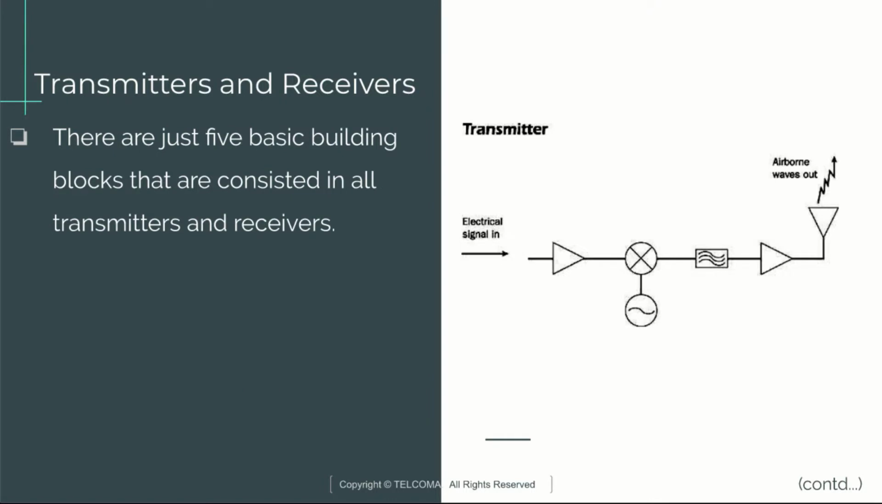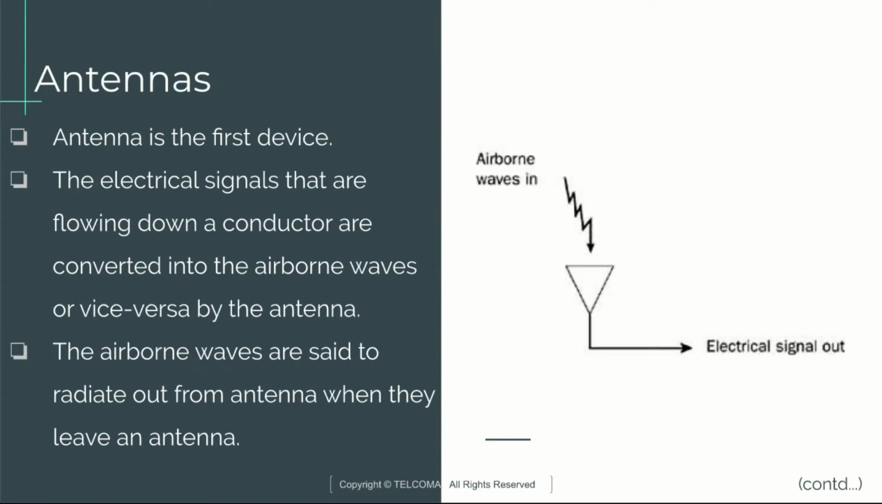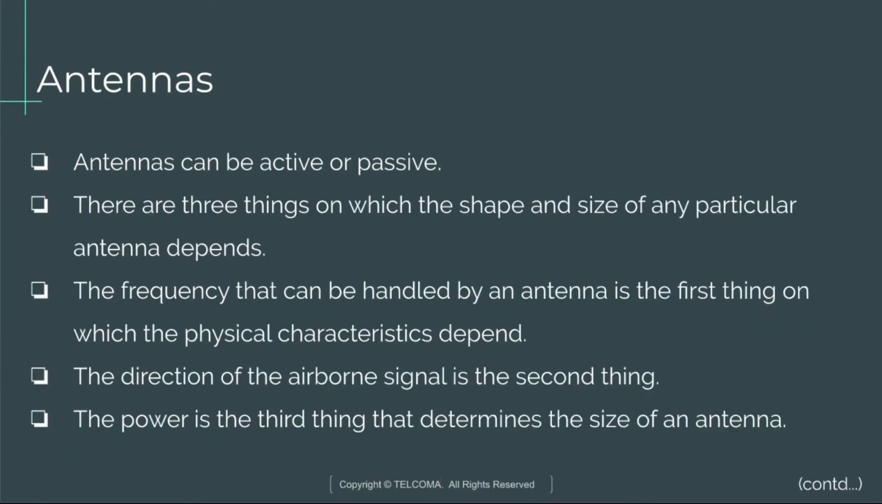There are just 5 basic building blocks that are consistent in all transmitters and receivers. So we can explain them in detail. The first is antennas. It is the first device. The electrical signals that are flowing down a conductor are converted into the airborne waves or vice versa by the antenna. The airborne waves are said to radiate out from antenna when they leave an antenna.